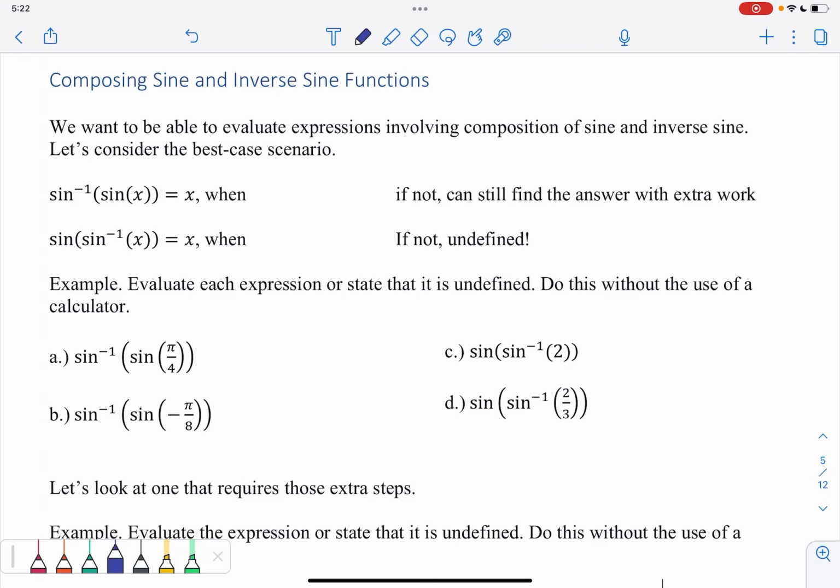Composing sine and inverse sine functions. So we want to be able to evaluate expressions involving composition of sine and inverse sine. So let's consider the best case scenario. And this requires us to recall a little bit about composing inverse functions.